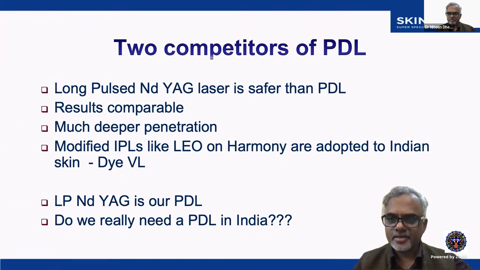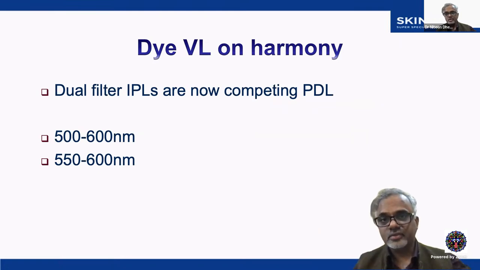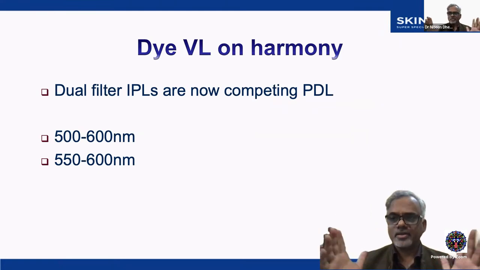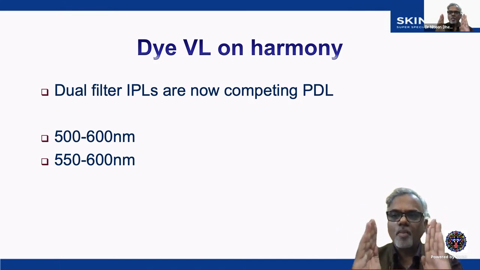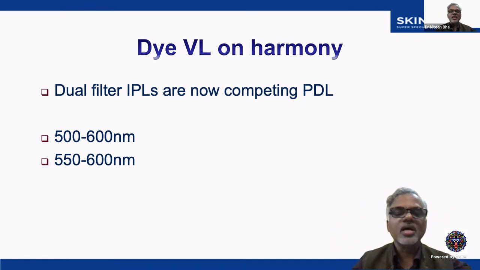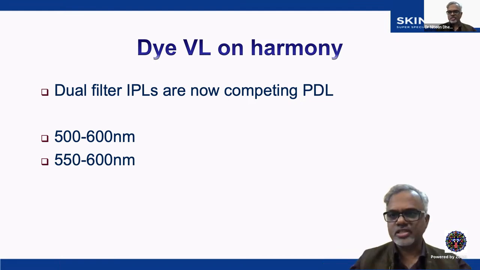It's not a laser, but light. We'll see how it works, the IPL on a Harmony machine. It has a double filter. Double filter means it will have one glass filter which will filter anything less than 500 nanometers, and another filter which will filter more than 600 nanometers. It means it will have a narrow band of light, with wavelengths 500, 510, 520, 560, 590. All these wavelengths are available, but nothing less than 500, nothing more than 600.